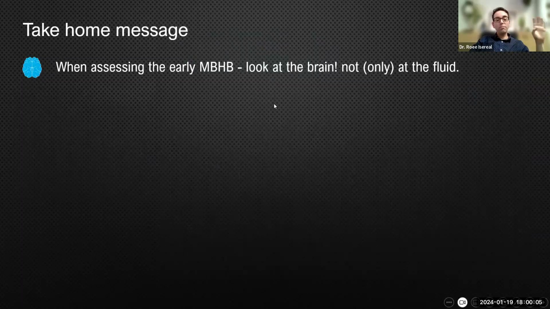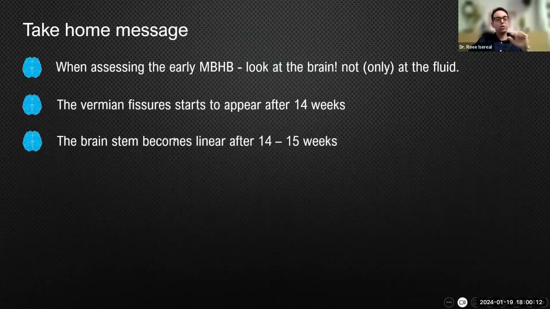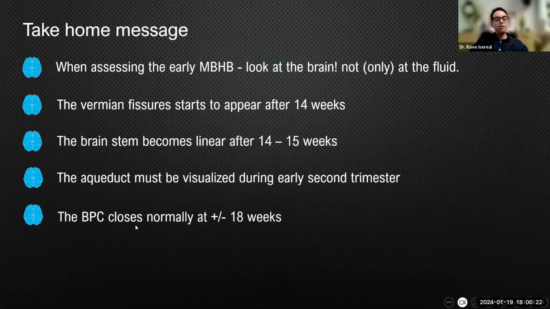It's not all about cystic or not cystic posterior fossa. You remember that the vermian fissure starts to appear after 14 weeks. The brainstem, as also Daniela mentioned in her talk, starts to become linear in the more mature way after 14, 15 weeks. The aqueduct, although it becomes smaller, must be visualized during early second trimester. Remember that the normal Blake's pouch evagination normally closes at around 18 weeks, but I showed you a case in which at the beginning it was obliterated and then it disappeared.